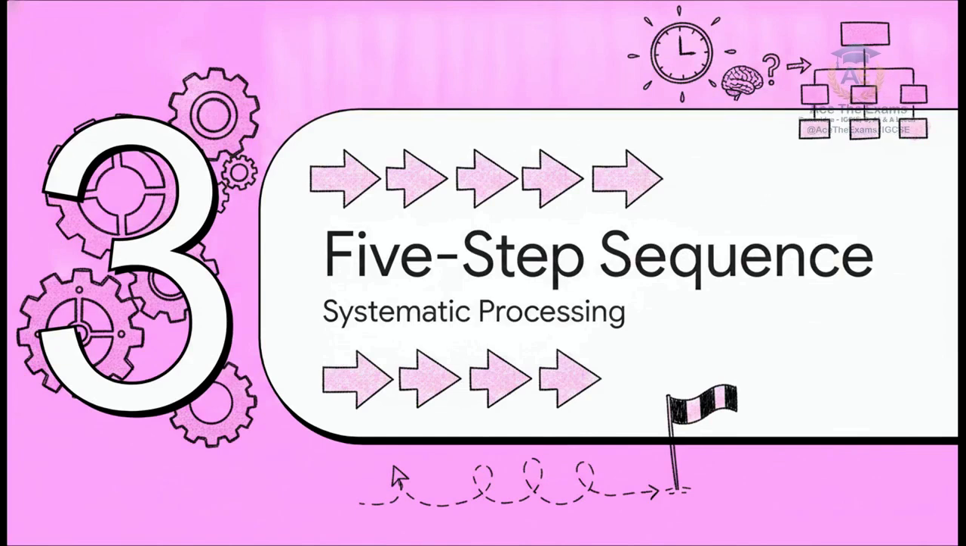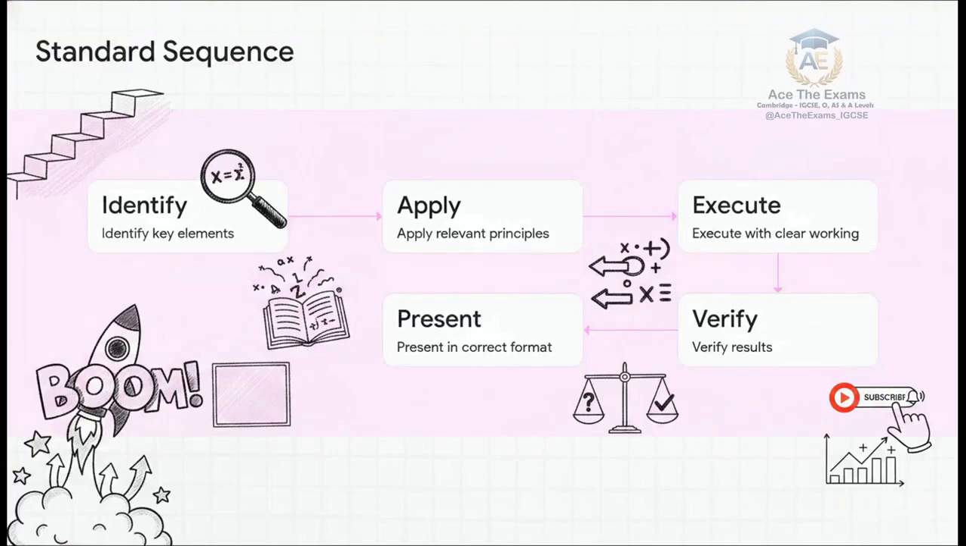Which brings us nicely to Part 3, the 5-step sequence. This right here is your mathematics success blueprint. By rigorously following this step-by-step staircase, you guarantee that you are evaluating alternatives and drawing evidence-based conclusions exactly how the senior examiners want to see them. Let's do a live mental rewrite of Sam's rushed answer right now using this framework.